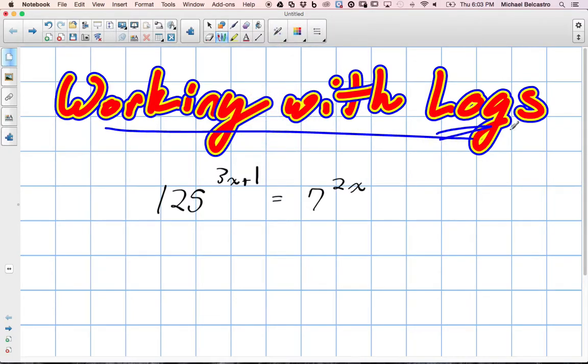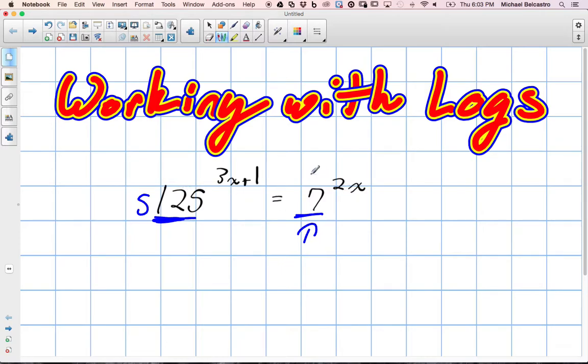With logs here, technically it's an exponential function. So the easiest way to try to solve these is to get the base of the exponents to be the same, but 7 is a prime number. You could make this, like you said, a base of 5, but that doesn't really help us out in this case.